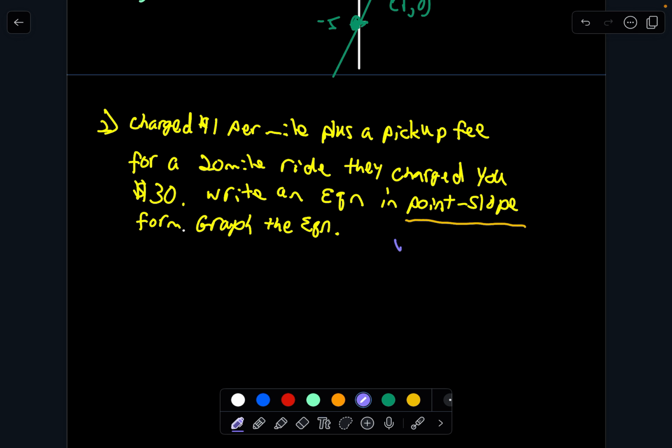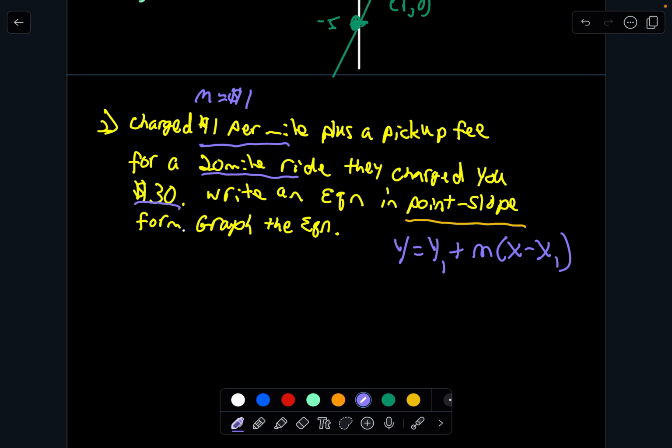Point slope form, y equals y1 plus m(x minus x1). So they gave us one value of x. They gave us that for a 20-mile ride. For some reason, that's not working, so I'll go back to this. All right, they gave you for a 20-mile ride, they charged you $30. All right, and they told you that was $1 per mile. Well, that per mile fee is the slope, because that's every mile they charge you $1.